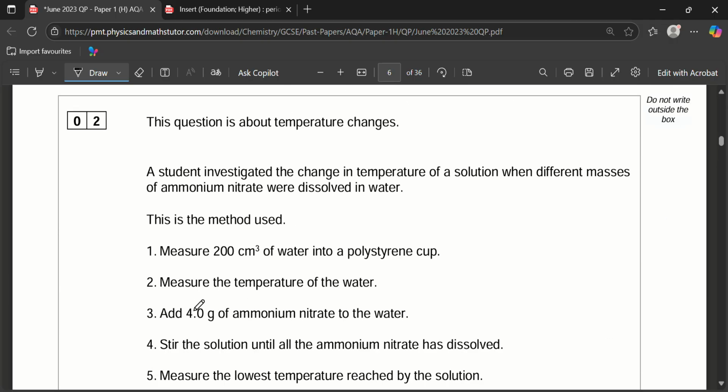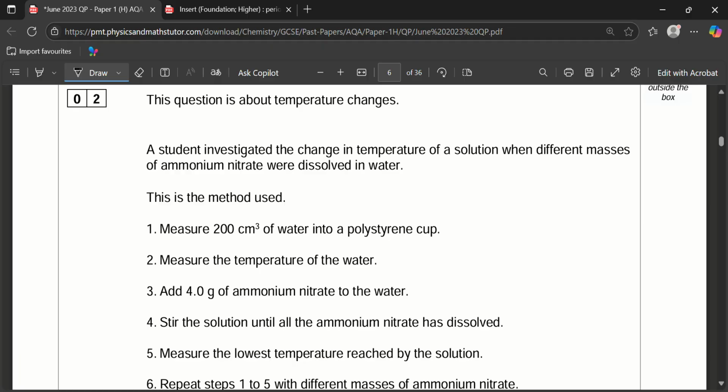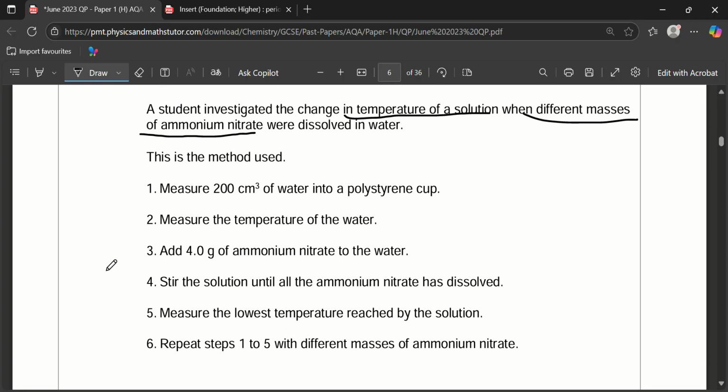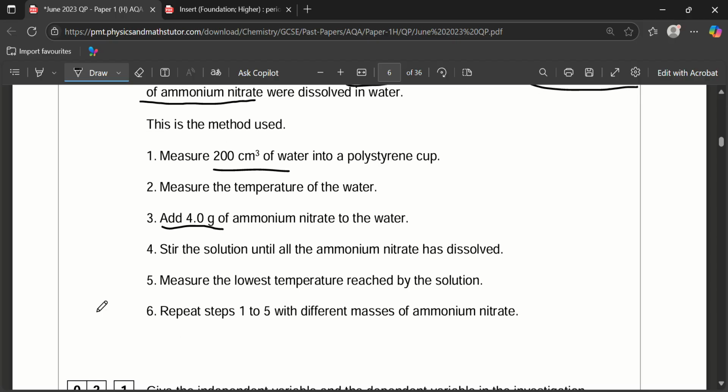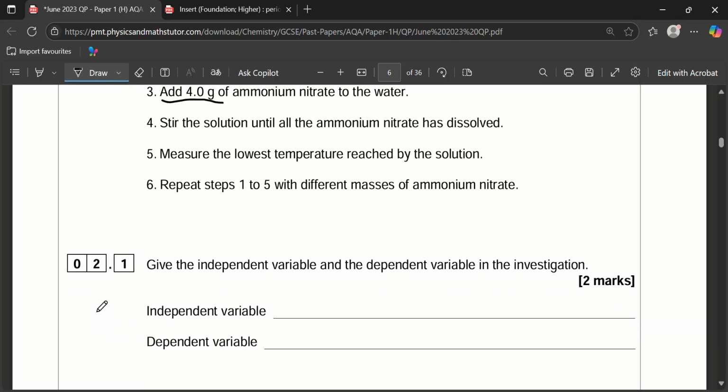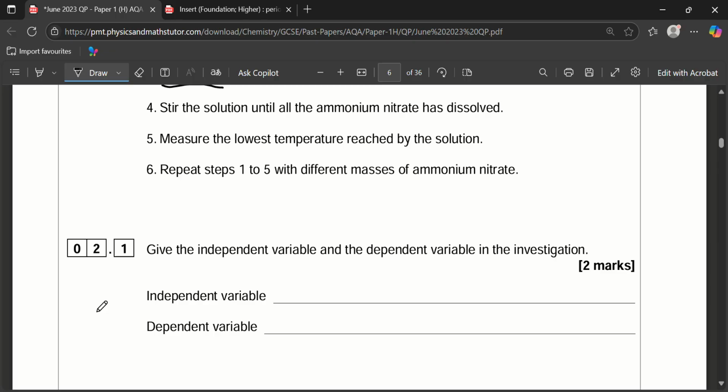Next question, we're on question 2. This is about temperature changes. So a student is running an investigation to investigate the change in temperature of a solution. This might be important when different masses of ammonium nitrate were dissolved in water. So they measured 200 centimeter cube of water and put it into a polystyrene cup, measured temperature of water, add 4 grams of ammonium nitrate, and then stir the solution until all the ammonium nitrate has dissolved. Measure the lowest temperature reached by the solution, and they simply just repeat the steps.